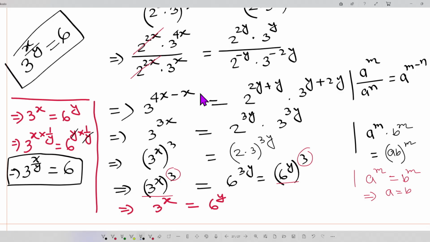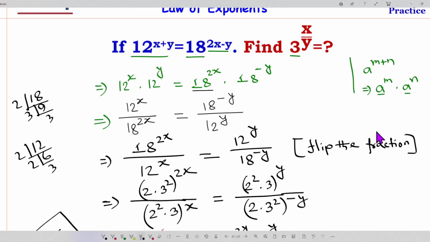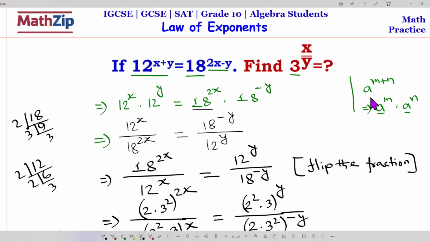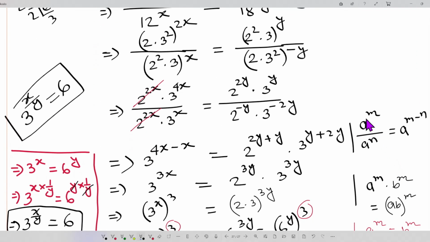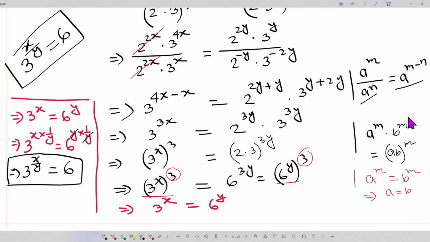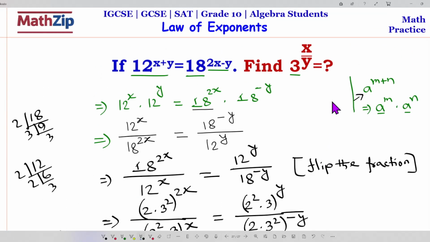It's a very important math, and in this math we will face lots of laws of exponent, like a to the power m plus n equals a to the power m times a to the power n. Same, a to the power m divided by a to the power n equals a to the power m minus n, and also a to the power m times b to the power m means ab to the power m. So there are lots of things we touch in this math. So these kinds of math are good practice to follow the laws of exponent.